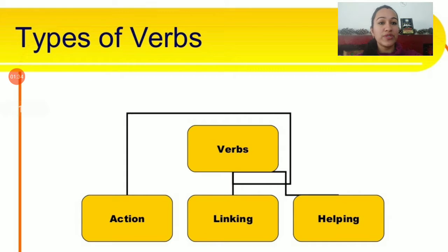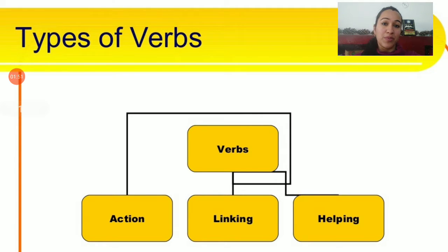See, as I mentioned, there are three kinds of verbs. First is action verb, which shows action or movement. The boy is running. So the boy is running. Now there are two verbs in this sentence. The boy is your subject.